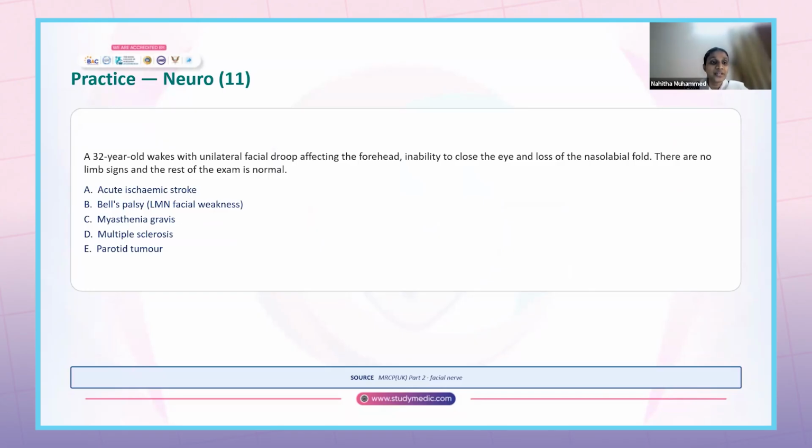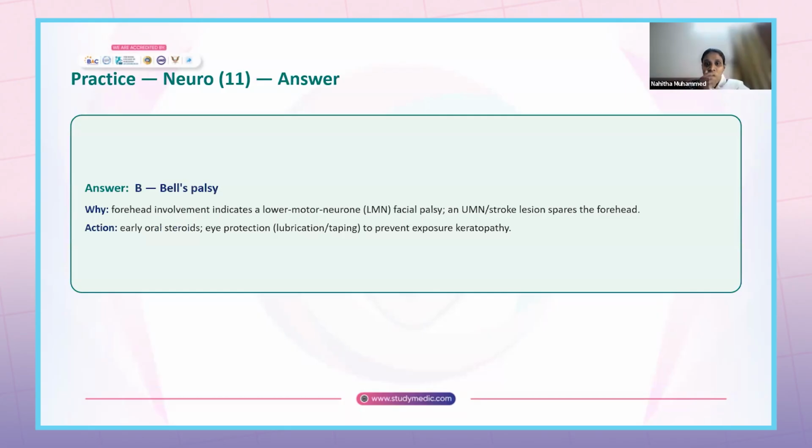The 32-year-old wakes with unilateral facial droop affecting the forehead, inability to close the eye and loss of nasolabial fold. There are no limb signs and the rest of the exam is normal. So this is Bell's palsy. Forehead involvement is indicated, so it is an LMN type of lesion. If it is UMN, forehead is spared. If it is LMN, one eye is also involved, so we have to give lubrication plus taping.